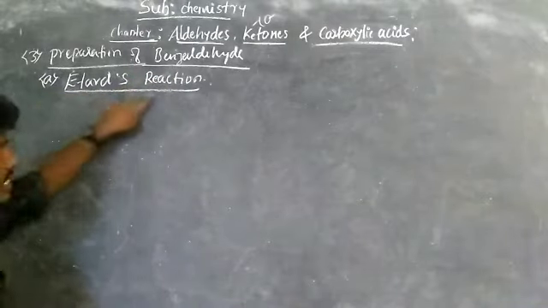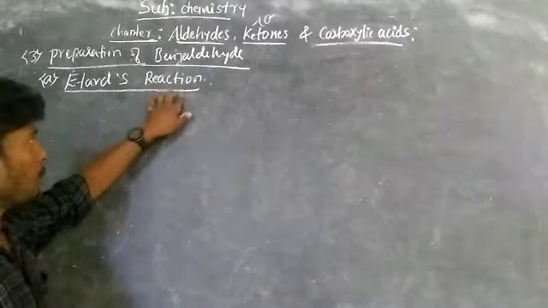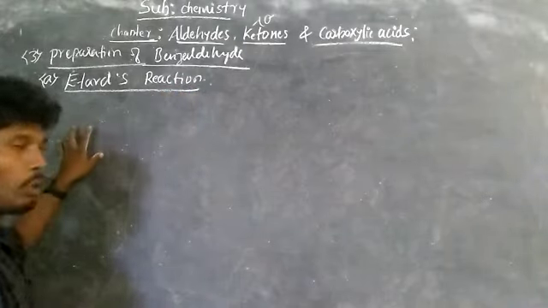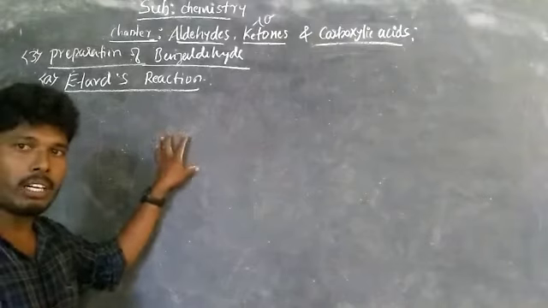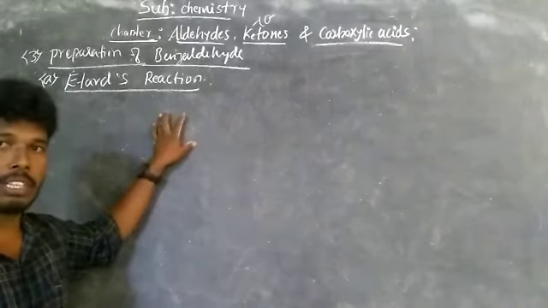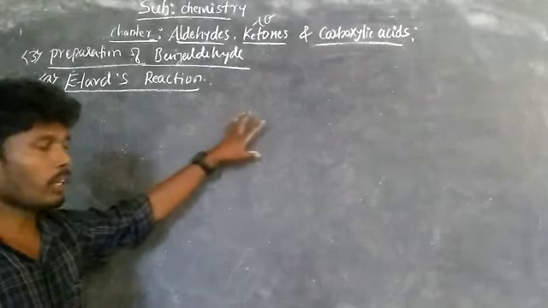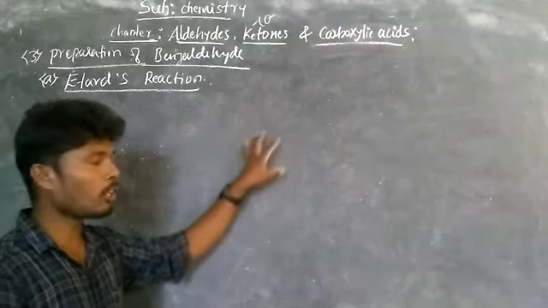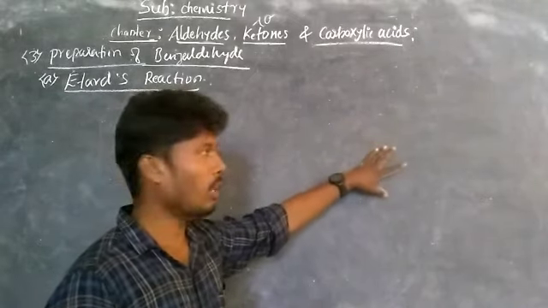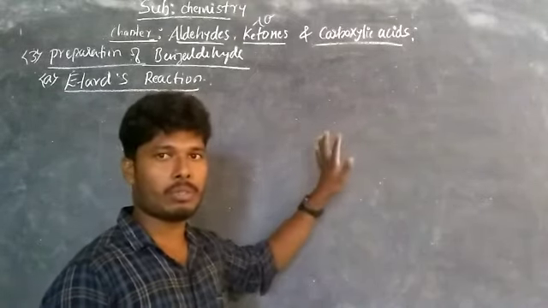The first one is Etard reaction. To prepare benzaldehyde in Etard reaction, the toluene compound is treated with chromyl chloride. You get a chromium complex, and that chromium complex on acid hydrolysis gives an aldehyde, that is called benzaldehyde.